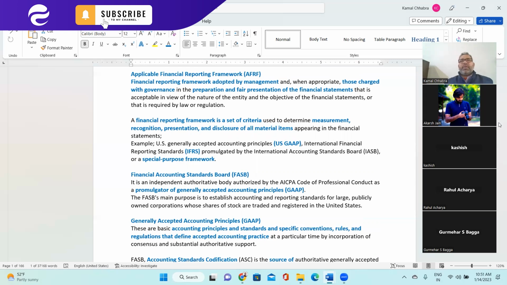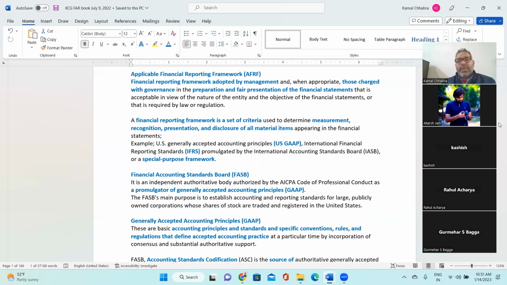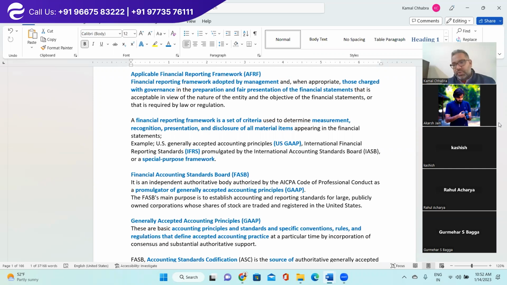So financial reporting frameworks are basically the frameworks adopted by the management, and appropriated by those charged with governance, in the preparation and fair presentation of their financial statements. It can be US GAAP, Ind AS, IFRS, or a specified framework required under the specified law. For example, for tax purposes, if any specific format is required for the preparation of financial statements. In the banking regulatory environment, they have a separate framework or format for preparation of the financial statements of the bank. Those frameworks are also called the applicable financial reporting framework.